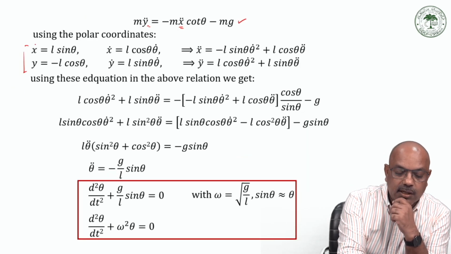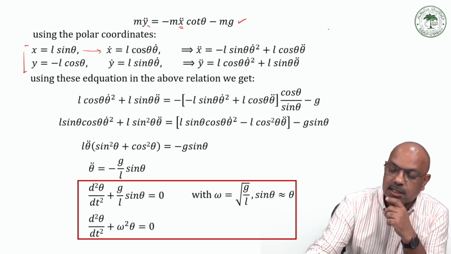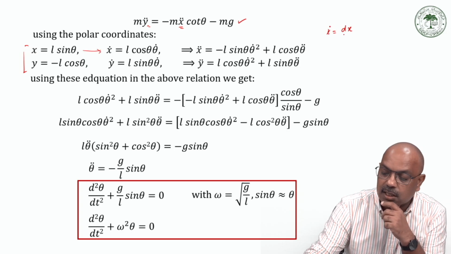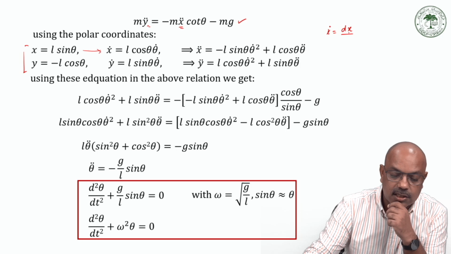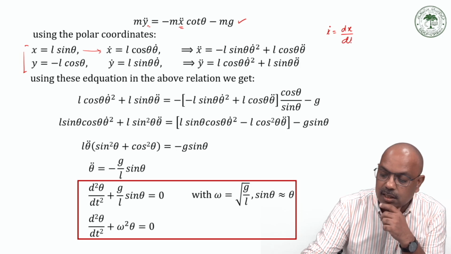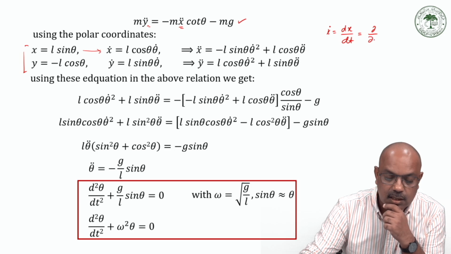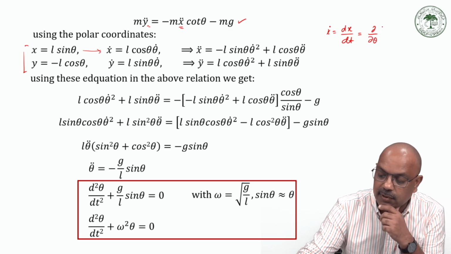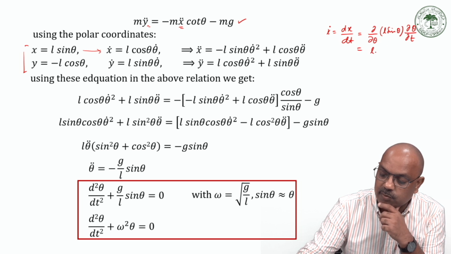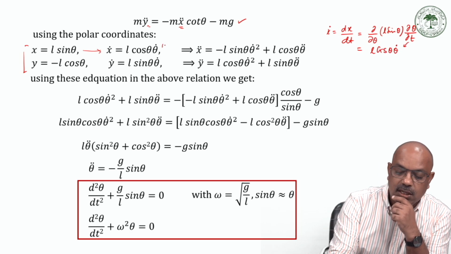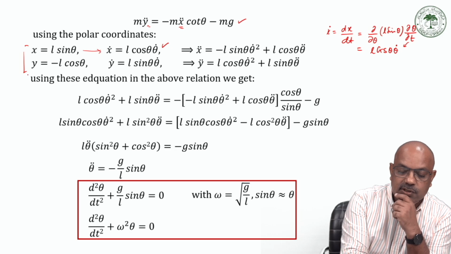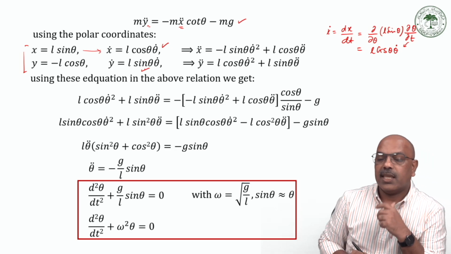From here, if I want to find x dot, that is dx by dt, so that is d by d theta of L sine theta times d theta by dt. This is going to give me L cos theta, and this is my theta dot. So x dot is L cos theta theta dot. Similarly for y, I have y dot equals L sine theta theta dot.